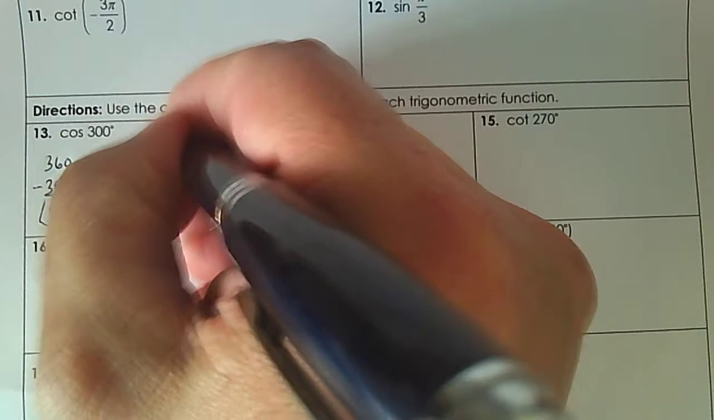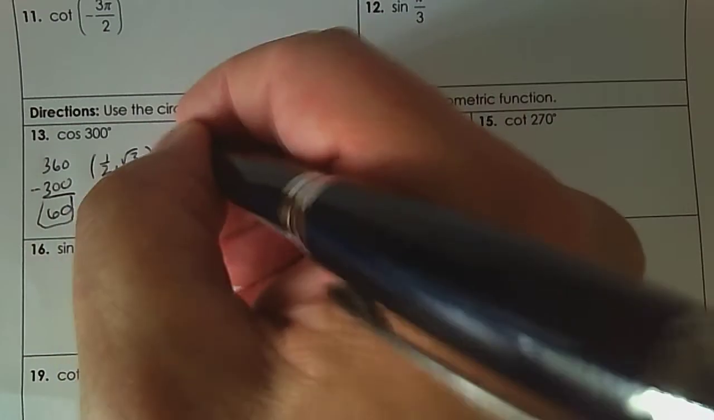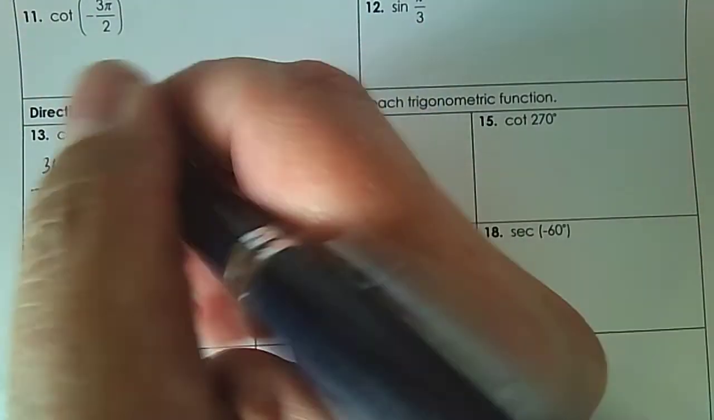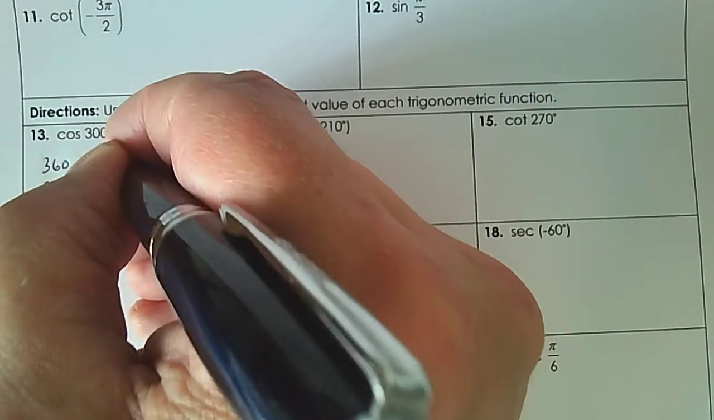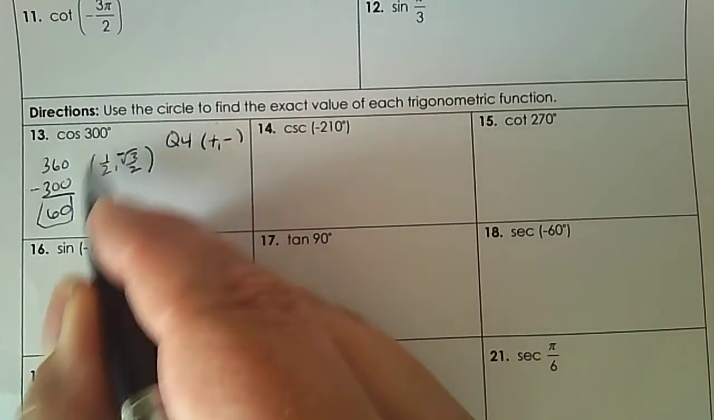I also need to know what quadrant we're in. For 300 degrees, what quadrant is that in? That's quadrant number 4, which means x is positive and y is negative. So we have a positive x value, but a negative y value. Without having a unit circle in front of me, I can come up with the point that I need.